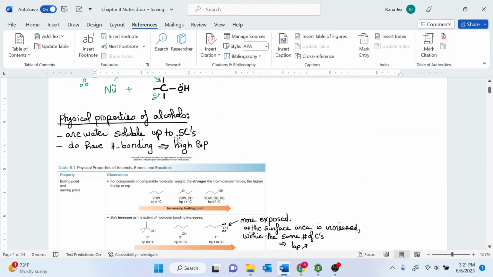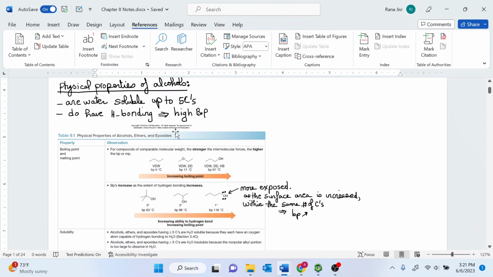Alcohols are water soluble up to 5 carbons. Majority of alcohols are liquids. Above 5 carbons, they are water insoluble because of the long hydrocarbon chain. They have hydrogen bonding, so this is going to increase the boiling point. So if you compare an alcohol to an ether to an alkane, the alcohol is going to have the highest boiling point.